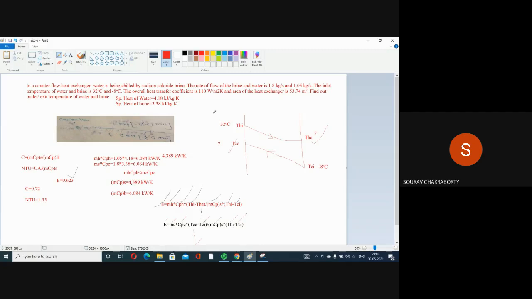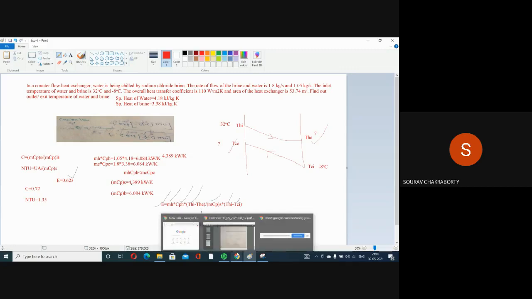So first of all, whenever this type of question is given, we need to check the flow diagram, whether it is a parallel flow or counter flow, and plot the flow diagram initially. After that, we write down the given values and the mathematical expressions that are going to be used, then we solve it.